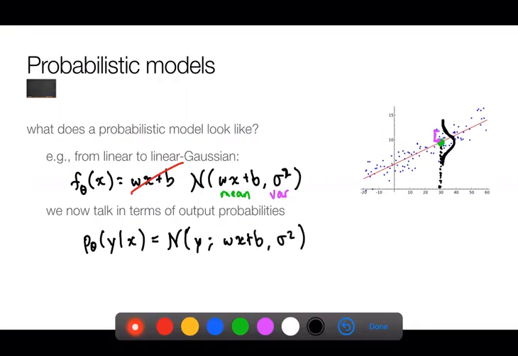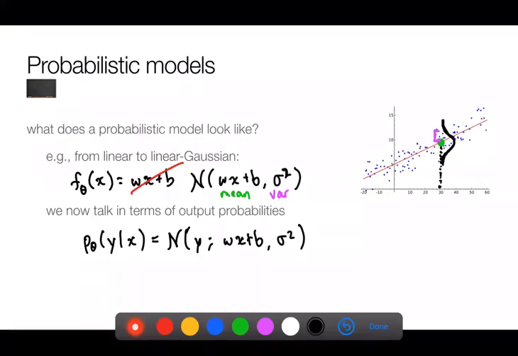You might notice, notationally, that I used this squiggly N in two different ways. In the first way, on top, it was used to define the actual Gaussian distribution with the mean and the variance. And on the bottom, the thing where I have three arguments is the probability value under the Gaussian distribution of y, given this mean and variance. Just a small notational note. So this is what a probabilistic model could look like.